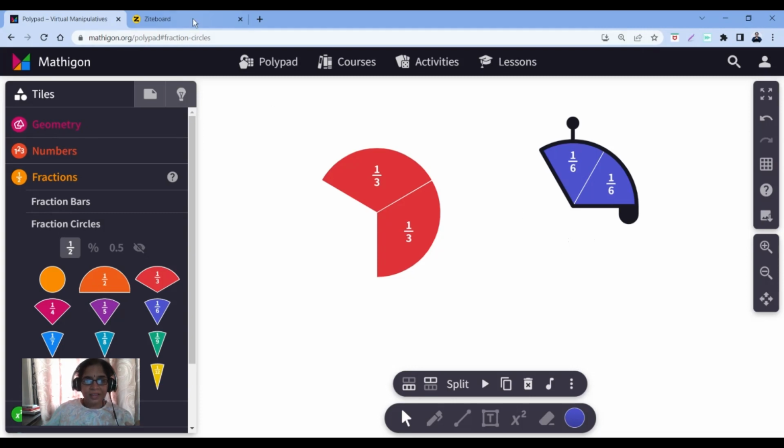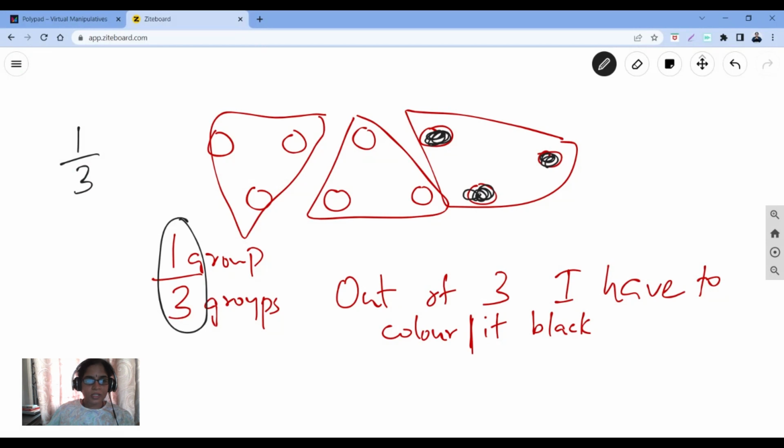I hope you understand that in a fraction, the three separately does not have any meaning, and the one separately does not have a meaning. It has a relationship between these two. That's the basic difference between the normal numbers you've been learning until now and the fractions that you're learning.